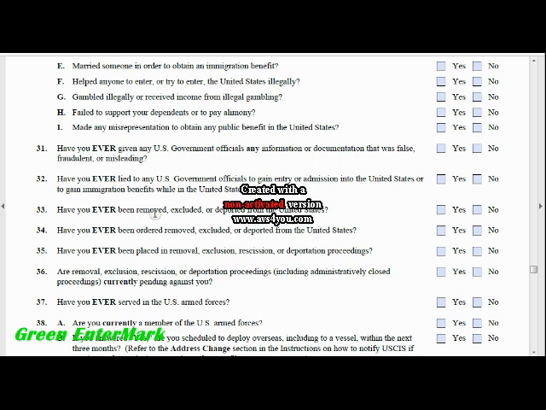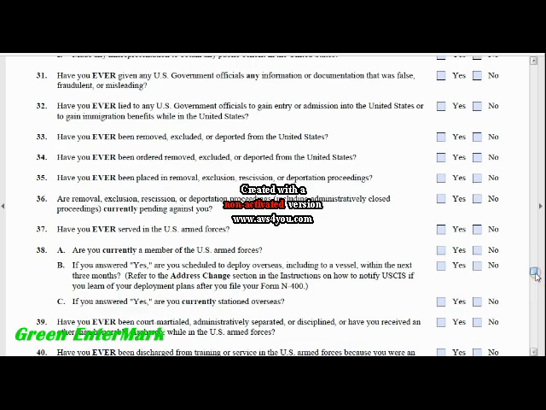Have you ever been removed, excluded, or deported? Or have you ever been ordered removed, excluded, or deported from the United States? Have you ever been placed in removal, exclusion, rescission or deportation proceedings? And removal, exclusion, rescission, deportation proceedings, including administrative closed proceedings. This is all the questions regarding, you can say, negative things which happened or not. Okay, so give the answer on the truth.